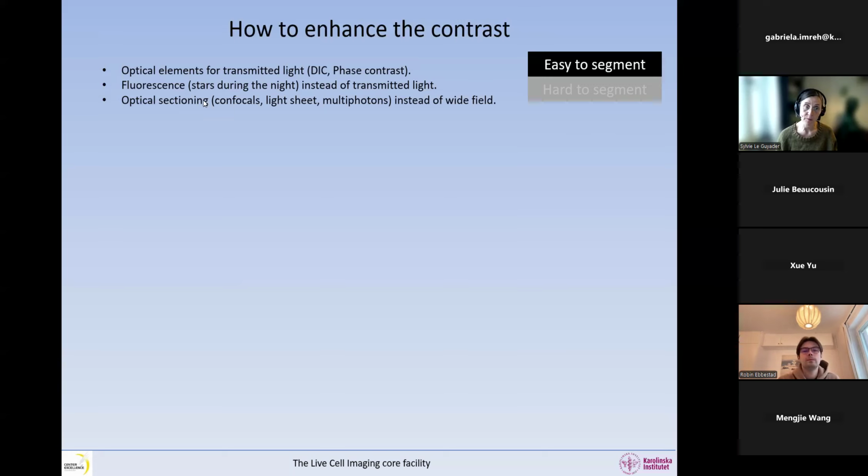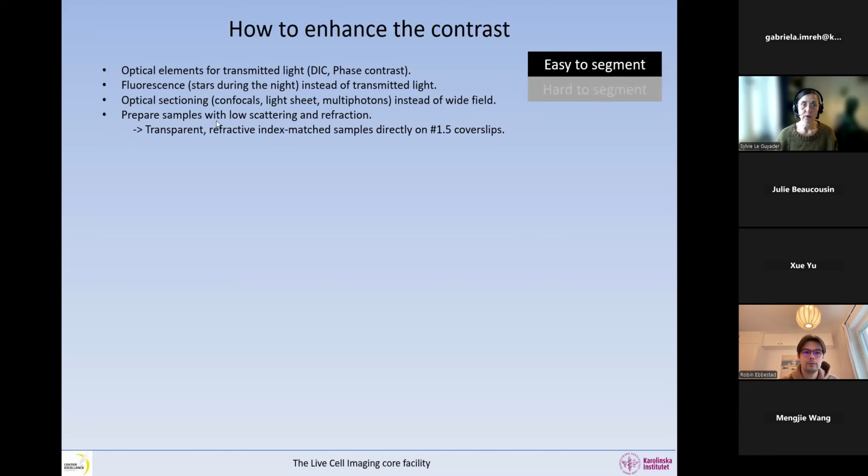We can also get optical sectioning. So we can use single point or multi-point confocals. We can use light sheet or multiphoton, which have the capacity to do optical sectioning, instead of wide field. So wide field is a low contrast method. If your scientific question does not require high contrast, you're totally fine with wide field. But if you need a high contrast, you're going to have to use an optical sectioning method.